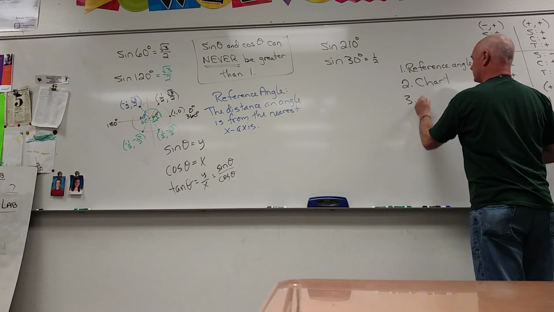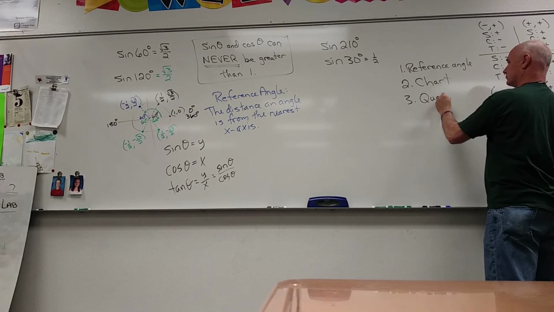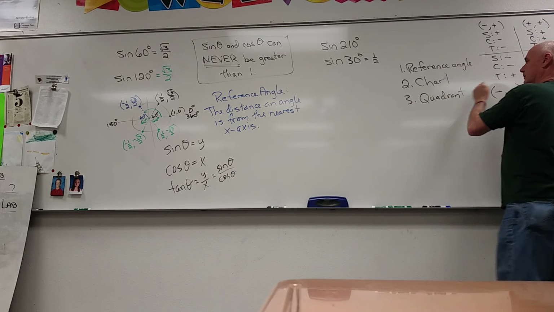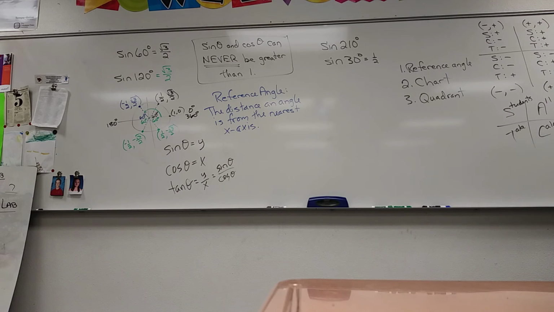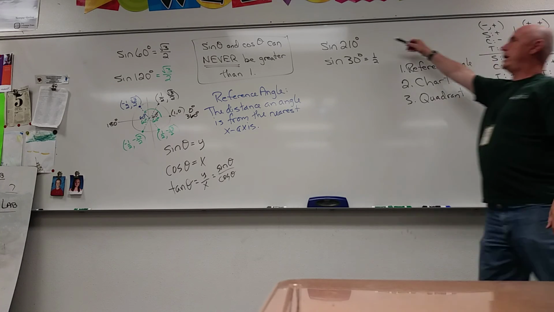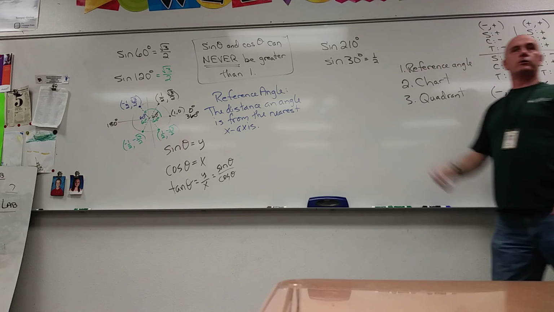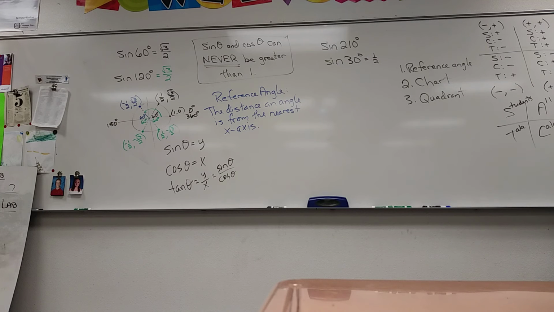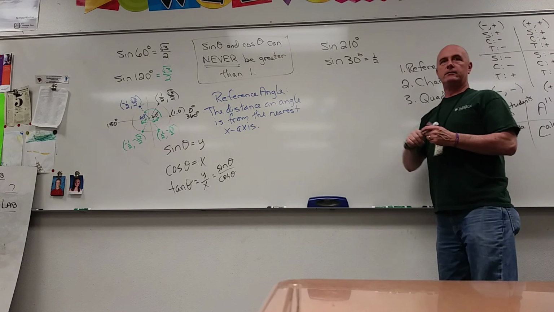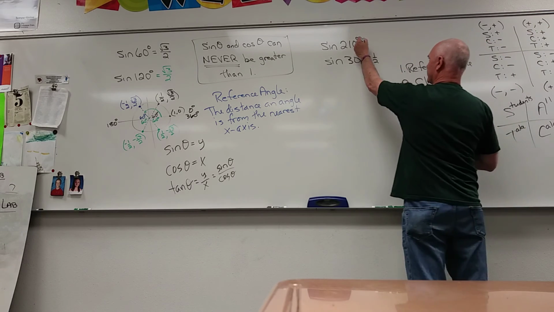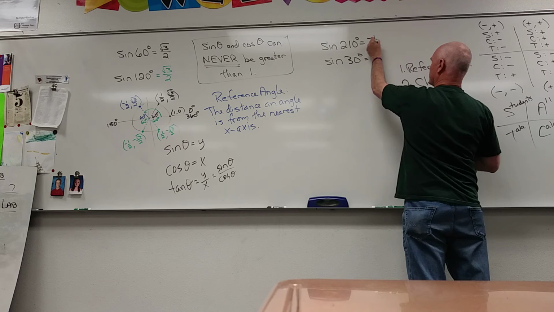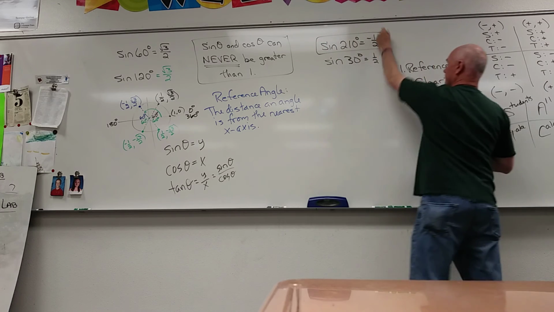Step 3 is the quadrant. All students take calculus. Where is 210 degrees? It's in the third quadrant. And in the third quadrant, tangent is the only thing that's positive, which therefore means that the sine is going to be negative, and so the sine of 210 degrees is negative 1/2.